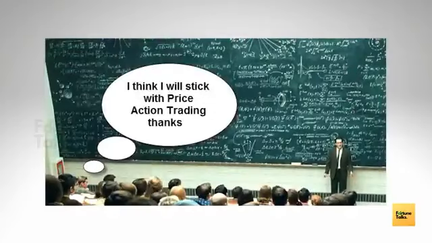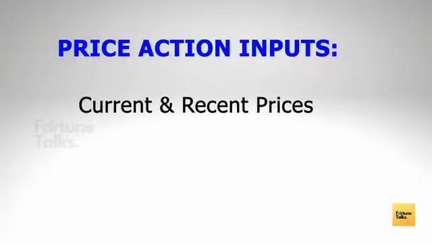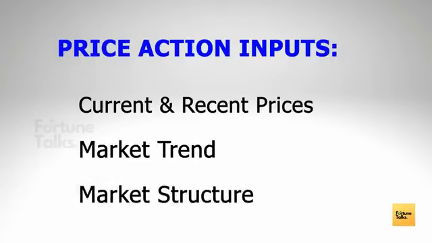So unlike indicators, fundamentals, or algorithms, price action tells you what the market is doing and not what you think the market should do. Price action focuses mainly on the recent and current prices. It is also dependent on the overall market trend and finally on the price structure of the market. We will talk about each one of them in our upcoming episodes.